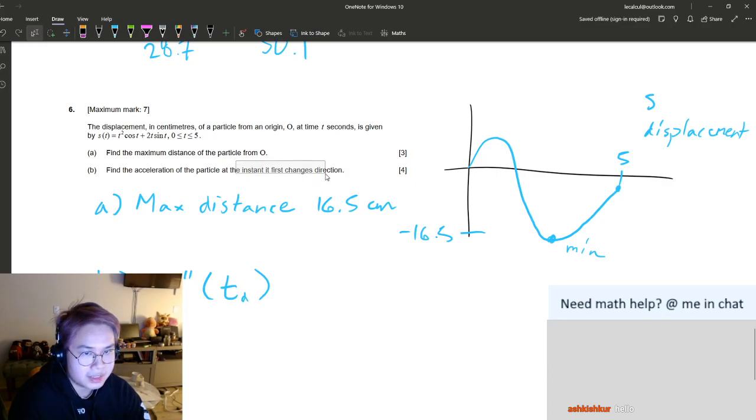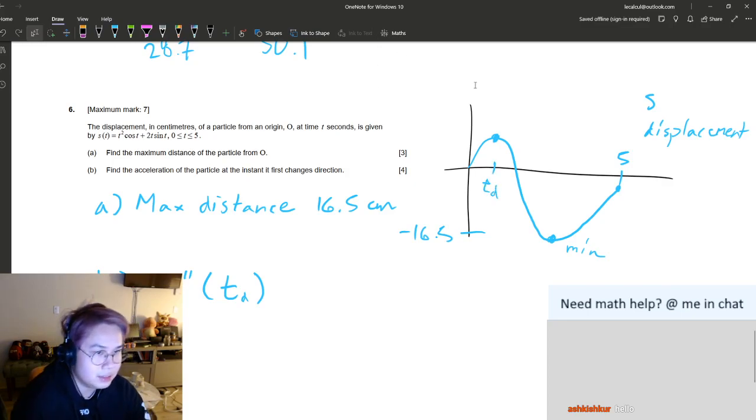So where is that? When does it first change direction? So think about what that means. You start going to the left, and then you would change direction when you start going to the right. So TD, the time that I'm changing direction, the first time I'm changing direction is right here.